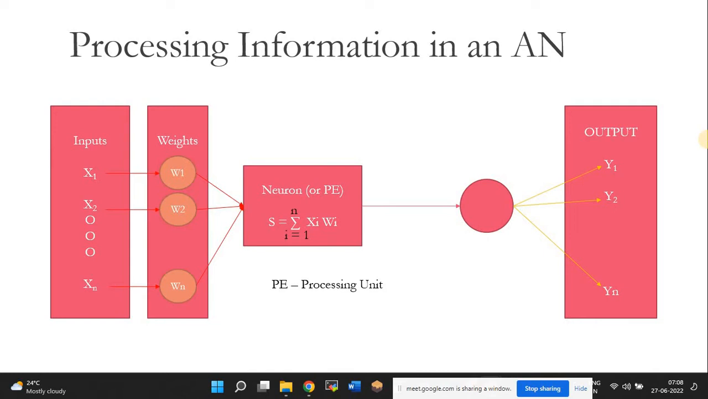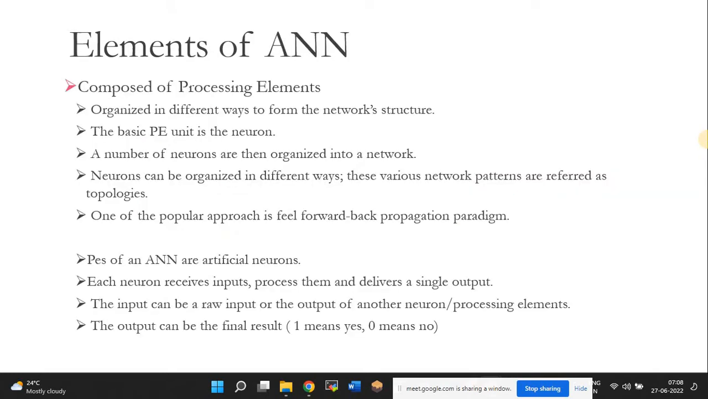Okay, so this is composed of processing elements. The basic processing unit is the neuron. A number of neurons are then organized into a network. Neurons can be organized in various network patterns, referred to as topologies. And the PEs, the basic processing entities of an ANN, are artificial neurons.